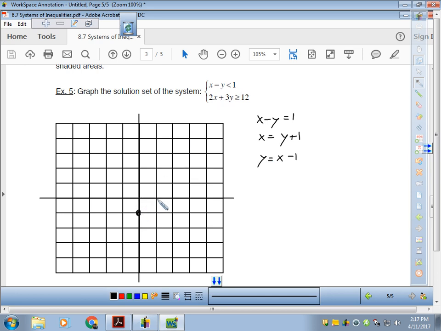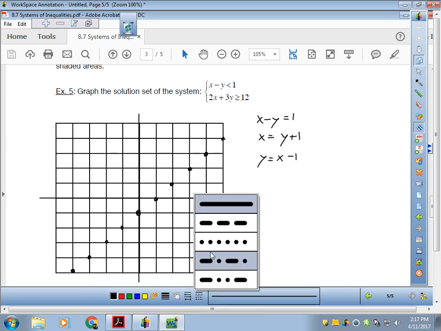So up 1 to the right 1, and repeating that. I can also go down and to the left, down and to the left. So these are my points on this line. Now, because that inequality was a less than by itself, we are going to connect these with a dotted line.